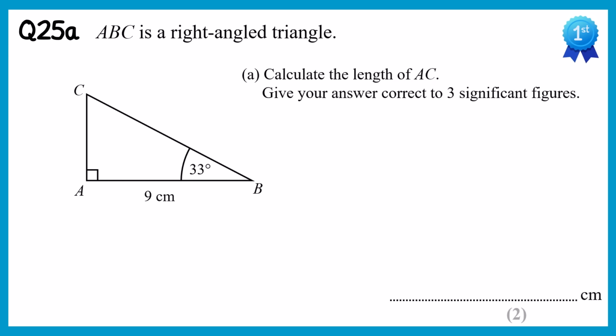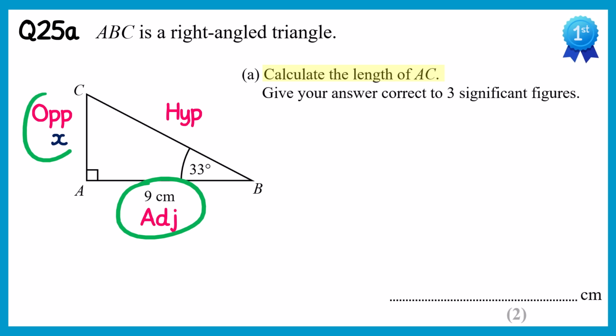In this question, we need to work out the length of AC. I'm going to label that one as x. This question's about trigonometry, so we're going to need to label the sides. We'll start with the hypotenuse, which is opposite the right angle. The opposite is opposite the angle given in the question, so opposite the 33, and the adjacent is the other side. In this question, you can see that we have the adjacent, we have the opposite, but we don't have the hypotenuse, so we're not going to use that in this question.